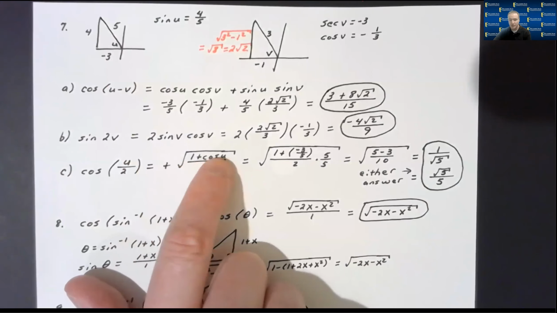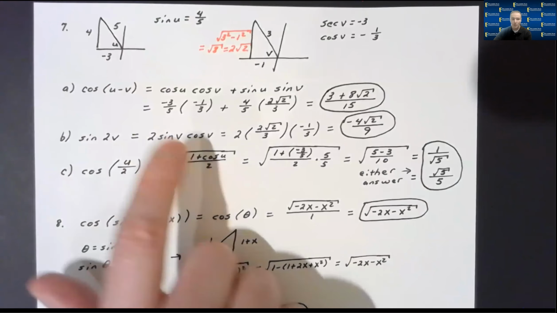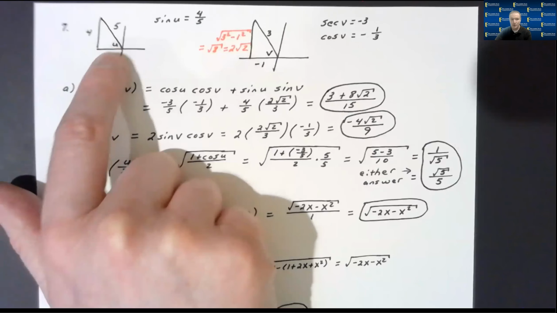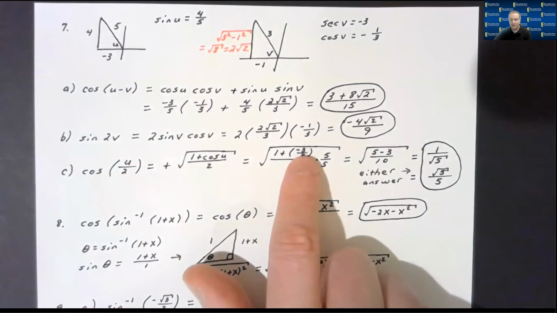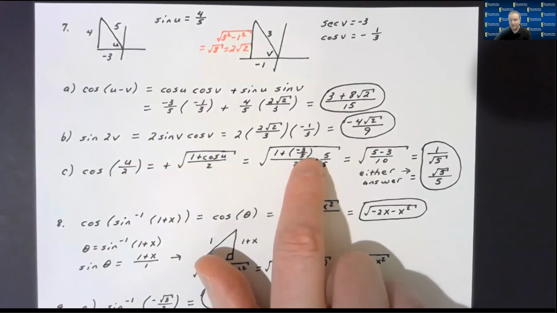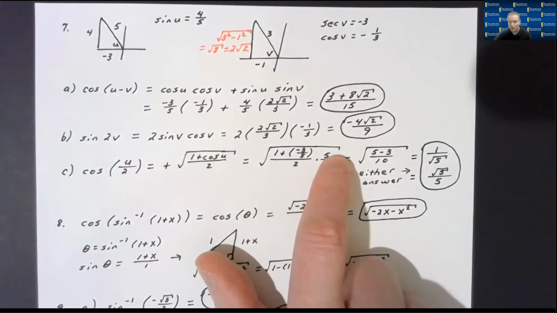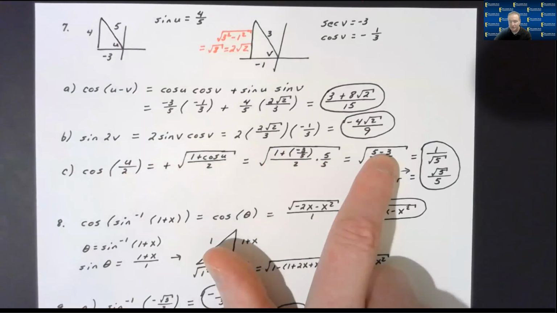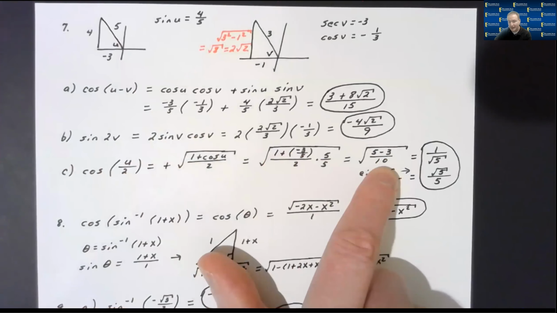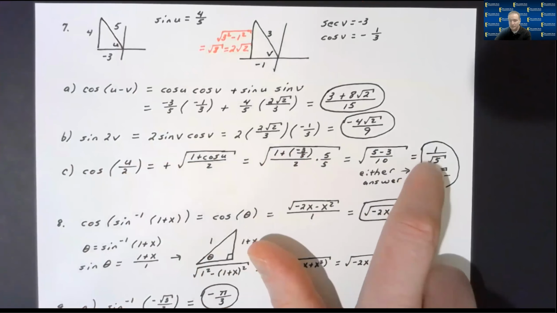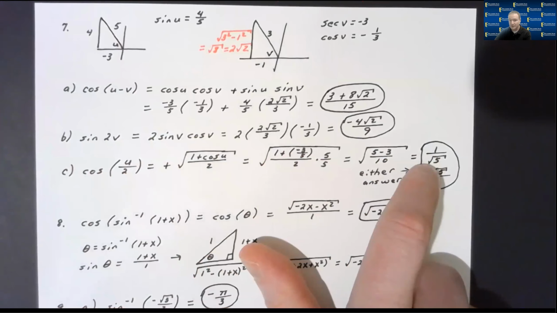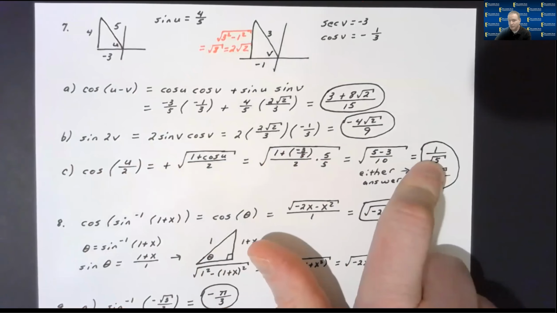Now, after I determine that, then I just go in and say, well, my formula says it's the square root of 1 plus cosine u over 2. 1 plus the cosine of u, that's going to be 1 plus -3/5 all over 2. I simplified that by multiplying by 5 over 5. This gave me a numerator of 5 minus 3 and a denominator of 10. Now, clearly that inside is going to reduce down to 2 over 10, which is going to reduce down to 1/5, and the square root of 1 is 1, and then the square root of 5 doesn't simplify. So I would have been happy with 1 over the root of 5.